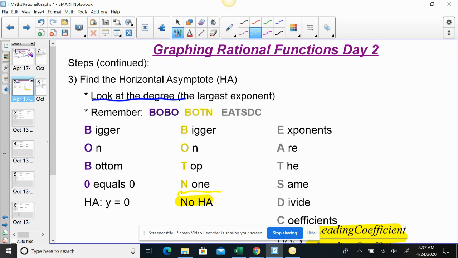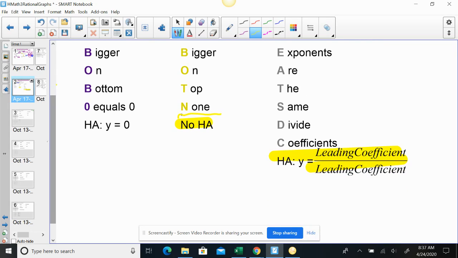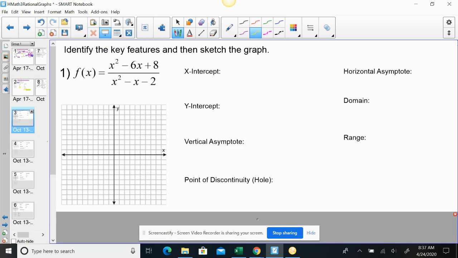Each DC stands for exponents are the same. We're going to divide our coefficients. By coefficients, they actually mean your leading coefficient. So you're going to take y equals your leading coefficient divided by your leading coefficient.